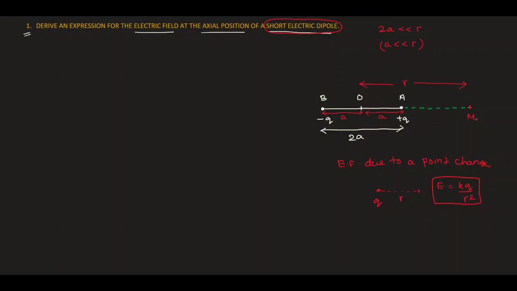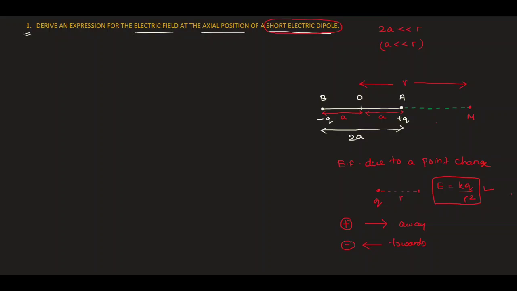But we know that electric field is a vector quantity. It has magnitude as well as direction. So this is the magnitude of electric field. But what about direction? Remember that if we have a positive point charge, then the electric field is directed away from it, directed away from the positive charge. And if we have a negative point charge, then the electric field is directed towards the negative charge. So this is about the direction.